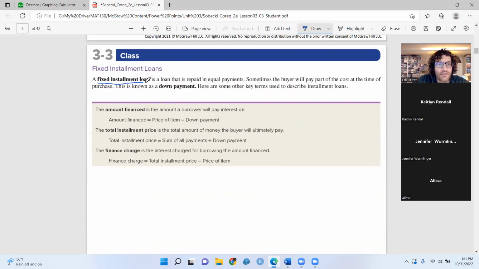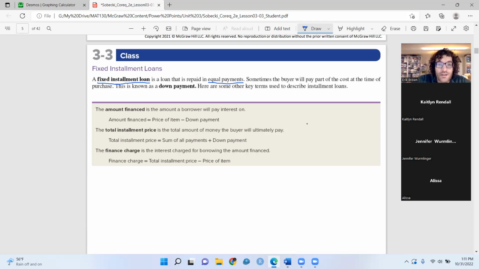First, we've got the idea of a fixed installment loan. That means you make equal payments over the lifetime of the loan. So you're given a term, is most often what it's called, which is the length, how long the loan shark or the loan person is going to give you to pay it off. And then they're going to calculate the total cost and divide it by that length.